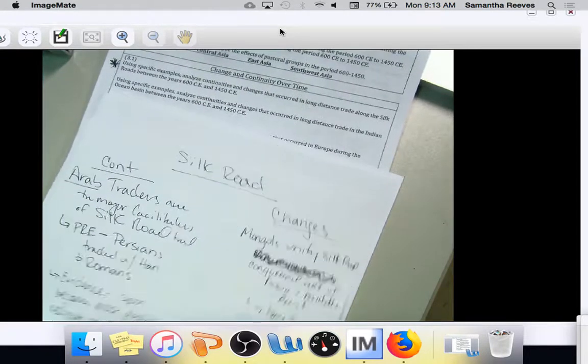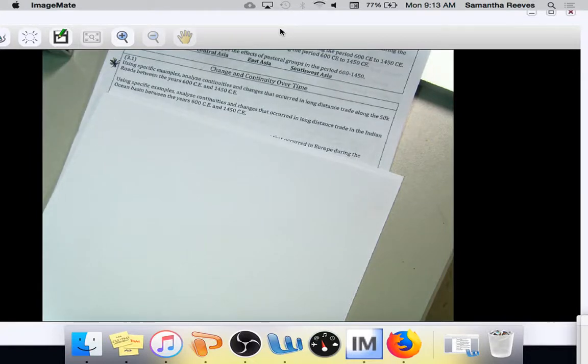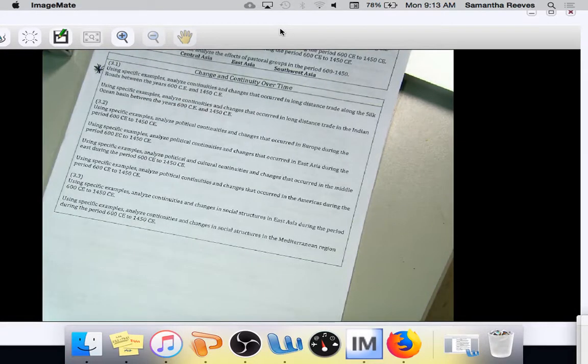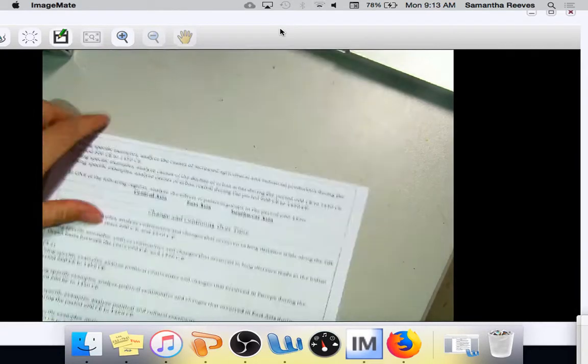All right. You can choose two continuities, but you never not have the option. You have to have a total of three. I would always do one continuity and two changes. That's what I would do. But sometimes, I guess, if you were really excited about it, you could do it.